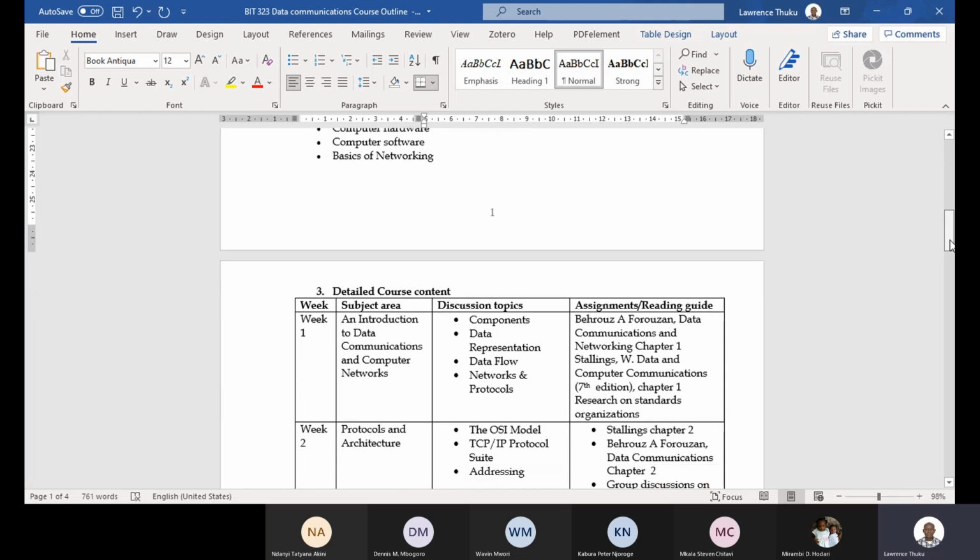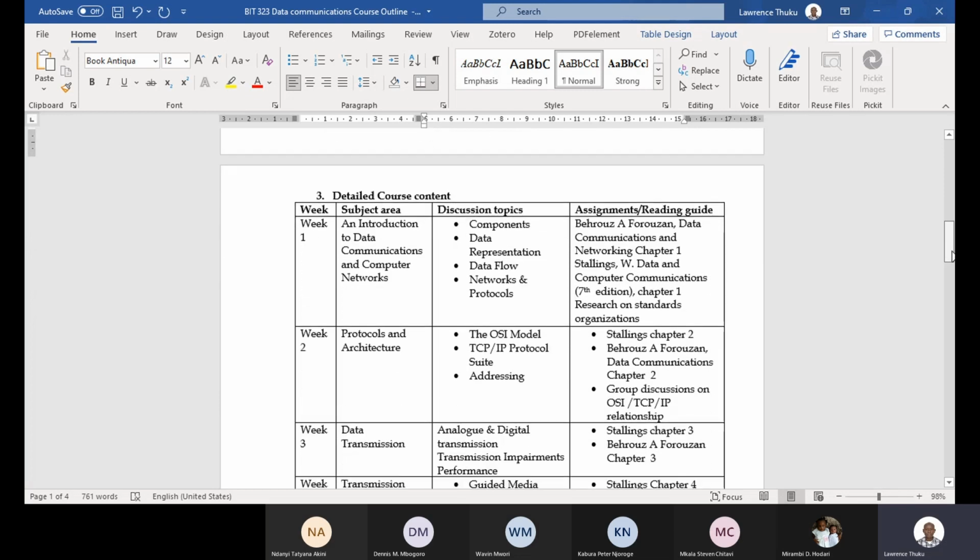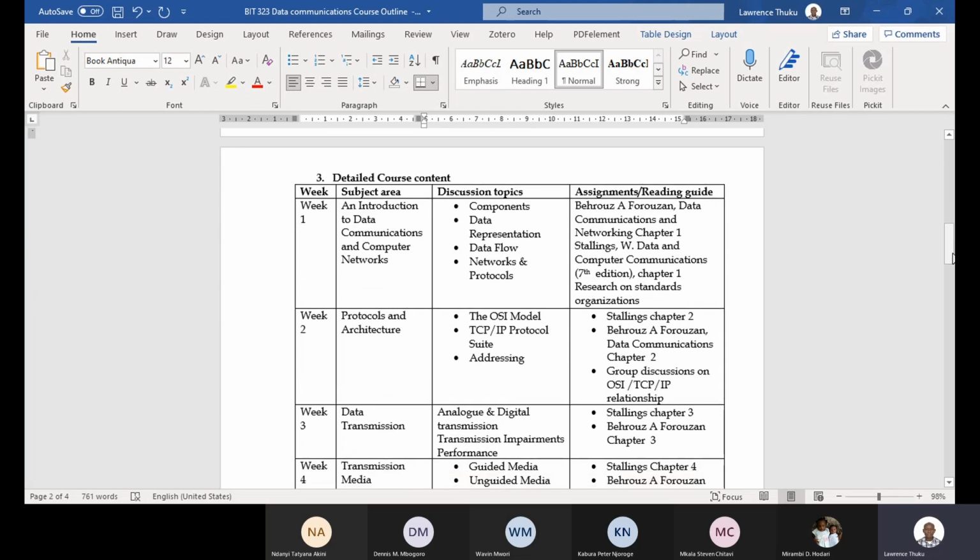So in terms of a detailed course, today I'm supposed to, if possible, look at 2 chapters. That's the introduction to data communication and, of course, computer networks. And of course, discuss the protocols and architecture by looking at the OSI model, which is very important.